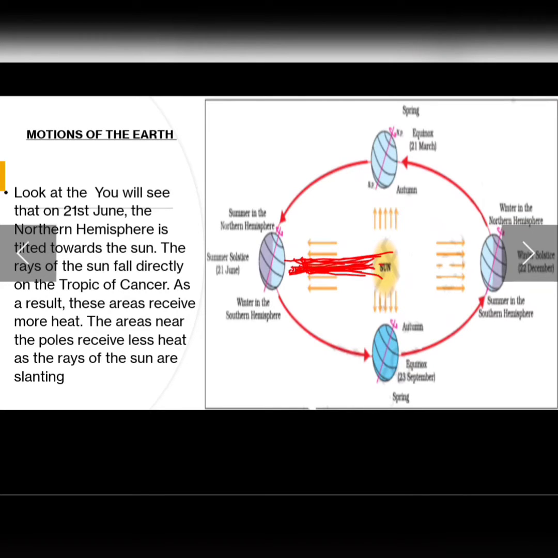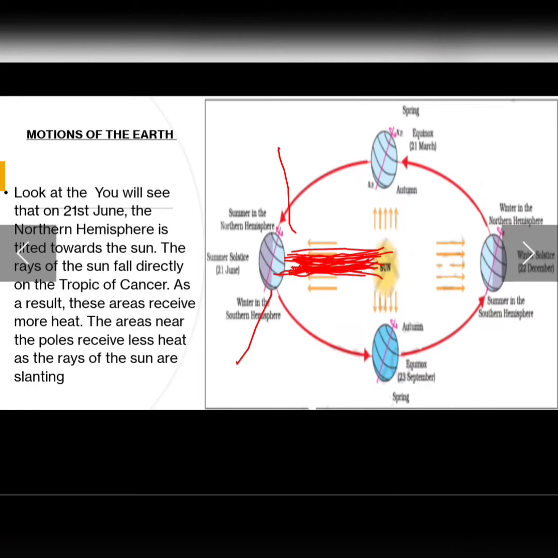Now here we can see, class, that these are the areas that are directly facing the sun. They will receive more and more light as compared to the poles. This is our poles, and they will receive less amount of light.